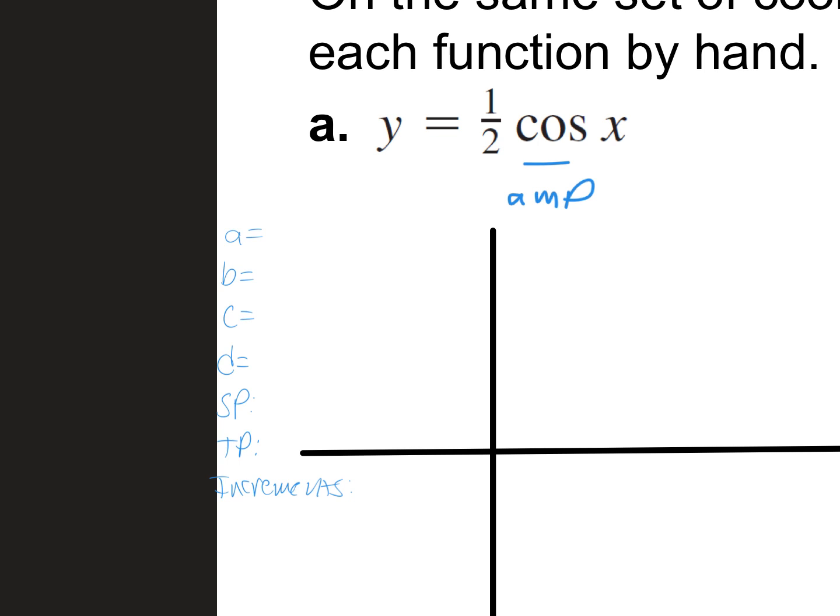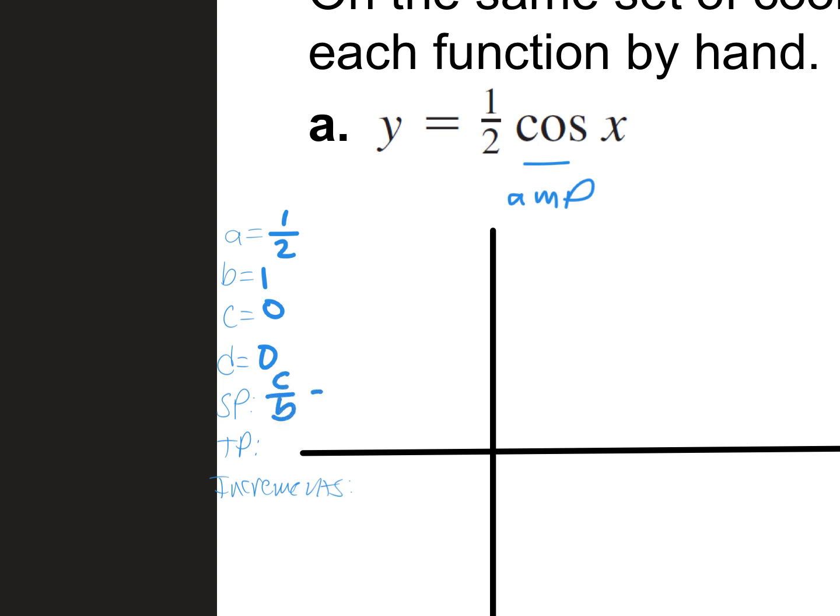What is the amplitude? What's the highest and lowest this graph goes? 1/2, perfect. What is the time period? What is the number in front of x? 1. C is your phase shift, left and right. What's being added or subtracted in parentheses? Nothing, good. D is your shift up and down. What's being added or subtracted to the entire function? Nothing.